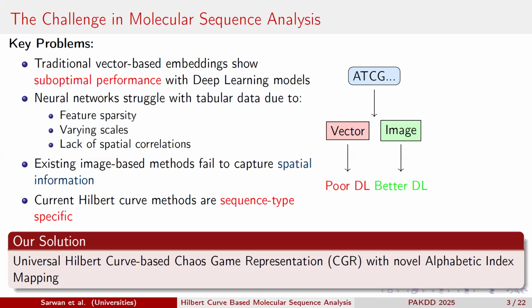Our solution addresses all these limitations through what we call universal Hilbert curve-based chaos game representation with novel alphabetic index mapping. Think of it this way. We are converting the one-dimensional sequence data into a two-dimensional image that preserves spatial relationships, making them perfect for convolutional neural networks.